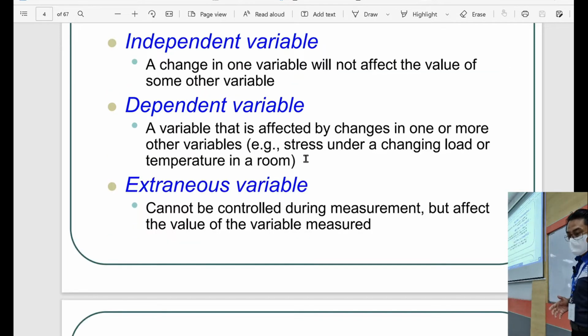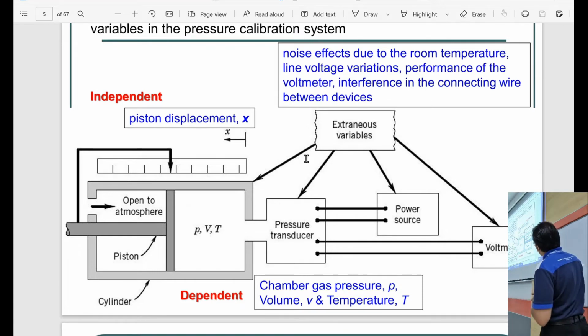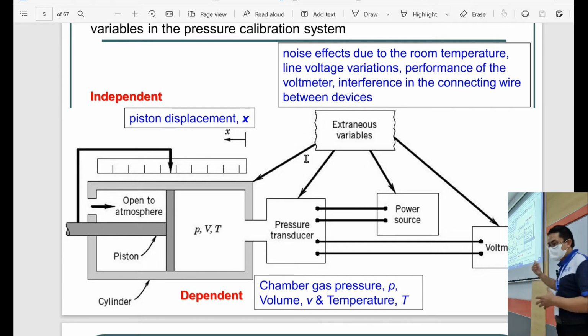All right. I mentioned this last class also, which is the example. This is a quite famous example. We have PVT, pressure, volume, and temperature in the chamber, as the dependent variables, and we have the motion of the piston as the X, the input variable, the independent variable, and then the rest might or might not be extraneous variables.